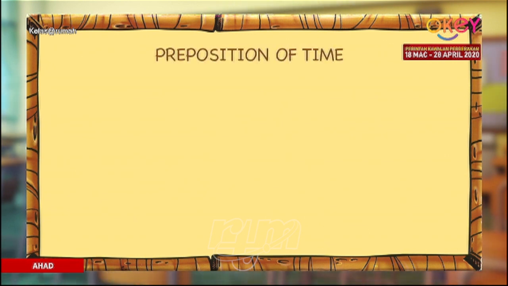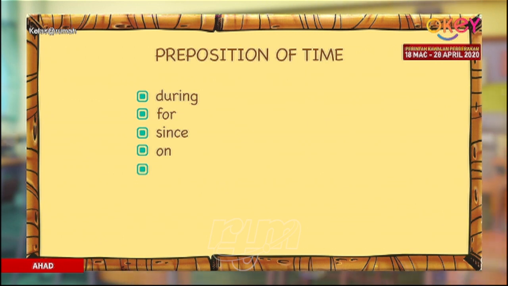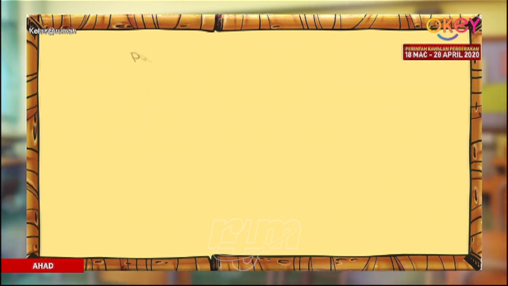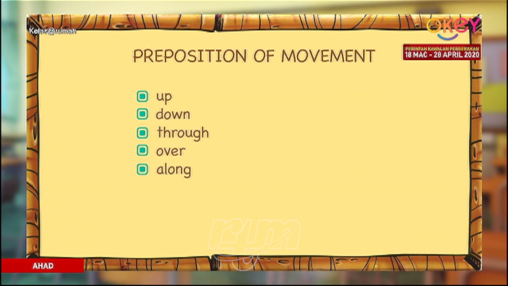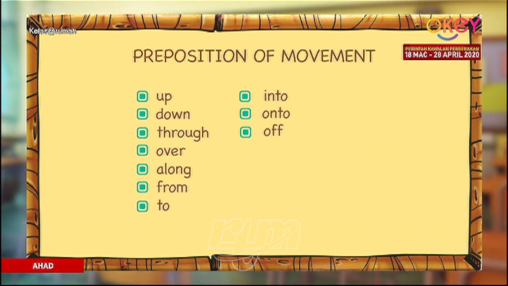Preposition of time is used to tell us when something has happened. Examples are during, for, since, on, at, and in. Preposition of movement is used to describe change in location of an object or the direction of something moving. For instance, up, down, through, over, along, from, to, into, onto, off, past, across, and around.